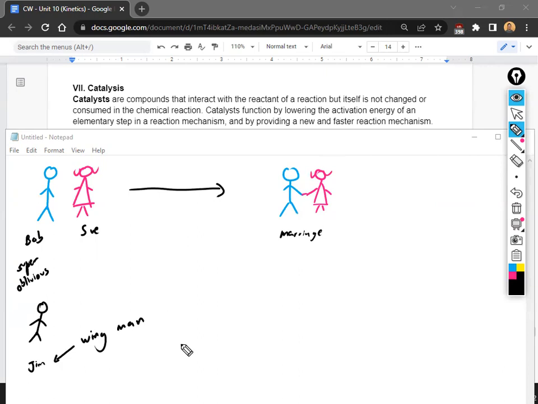A wingman, or wingwoman, is a great example of a catalyst because they help the reaction take place, but they're not part of the marriage at the very end, right? Because polygamy is illegal in the US and it's also pretty immoral, okay?